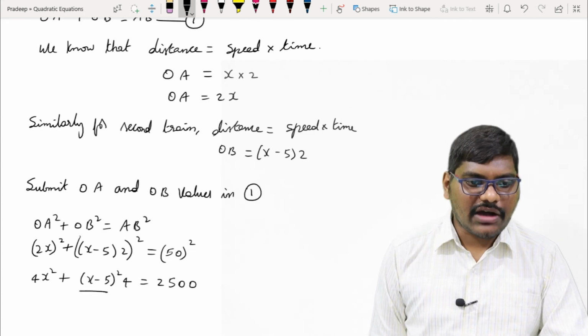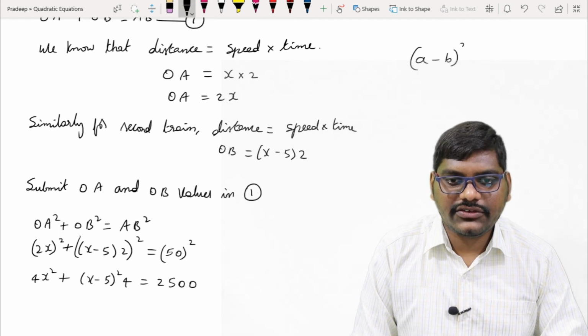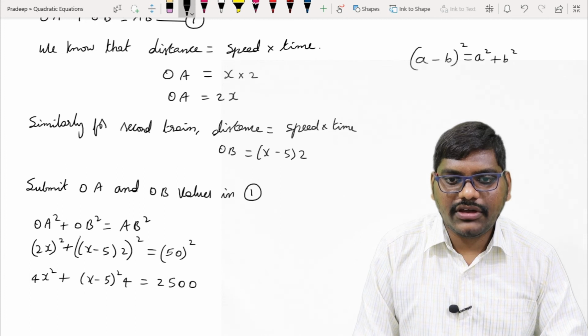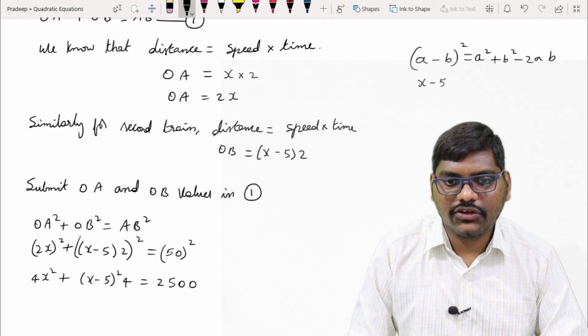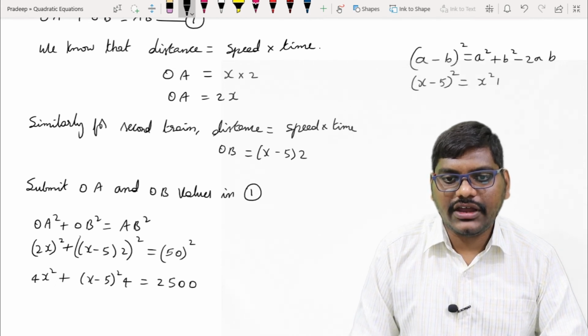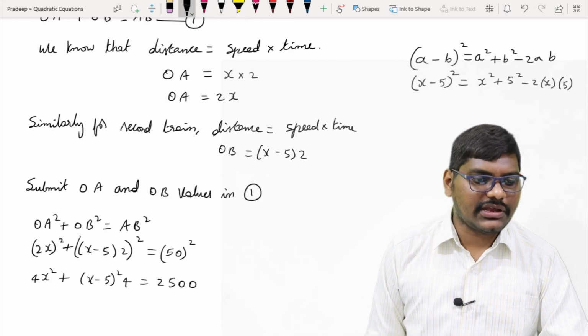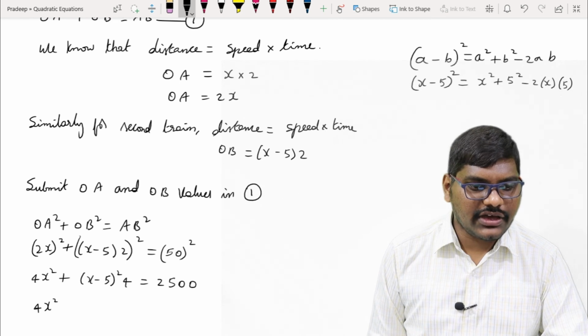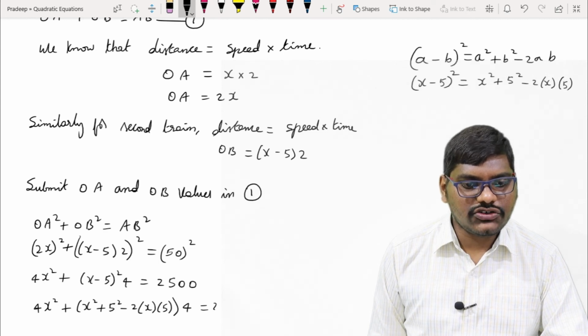Okay, so now this is in the form of a minus b whole square. What is a minus b whole square? a minus b whole square is a square plus b square minus 2ab. This is the formula, so x minus 5 whole square I can write as x square plus 5 square minus 2 into x into 5. The same thing I can substitute in the place of x minus 5. So let's see what we get. I can write 4x square plus, open bracket, x square plus 5 square minus 2 into x into 5, closing bracket, into 4 equal to 2500.